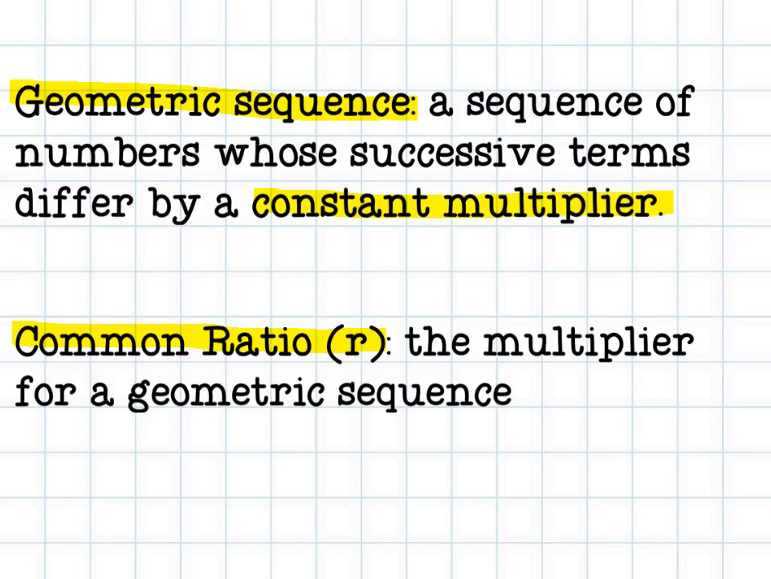So for example, if I started out with the number 1, and I multiplied it by 2, then I multiplied that by 2, I multiplied that by 2, I multiplied that by 2, this would be a geometric sequence because we're multiplying by the constant multiplier or the common ratio, which is 2. Everything was being multiplied by 2.